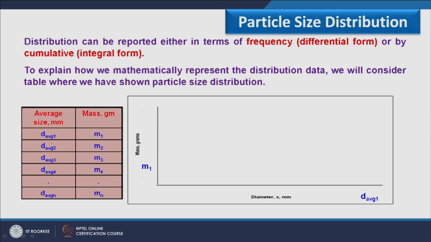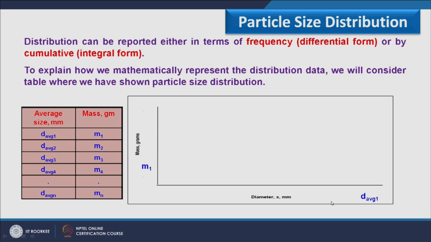Now why have I written D average farthest? Because if you remember the data which we have shown in this table, the topmost has the highest opening. So, it would have the largest aperture size, it will have the largest value, and as we keep on moving downward, the size of particle will keep on decreasing. So, obviously D average will fall farthest in this graph.